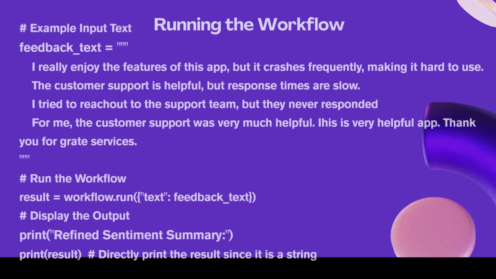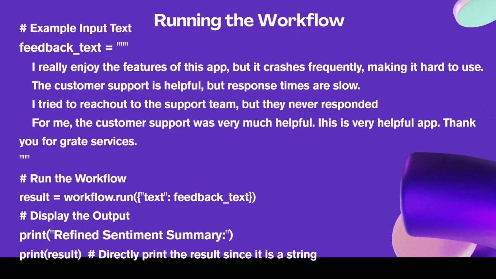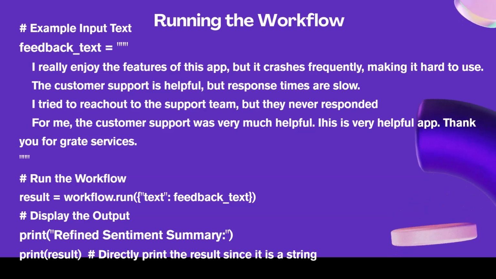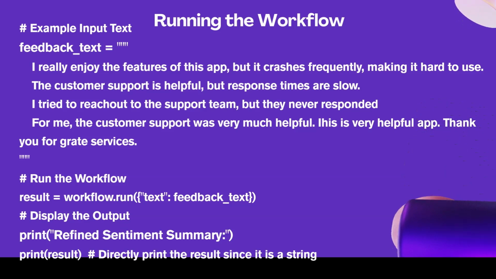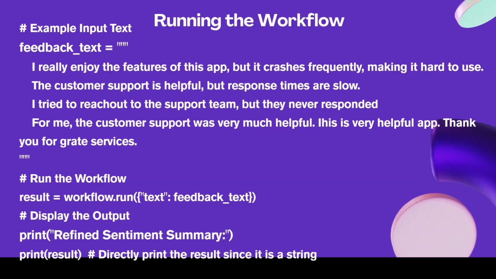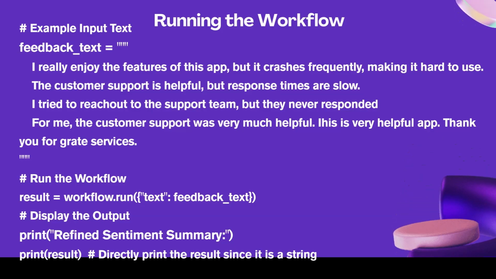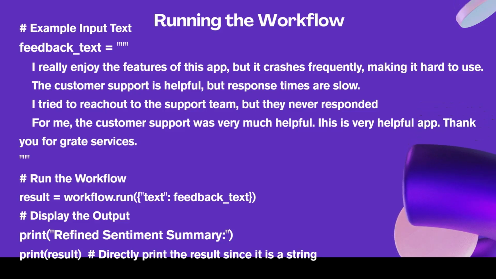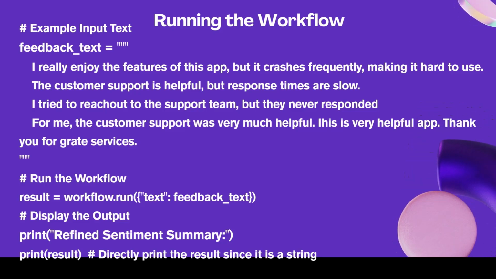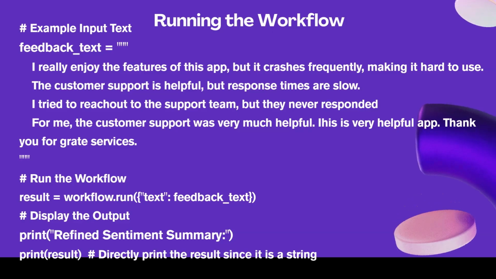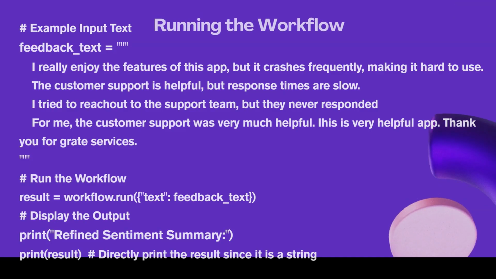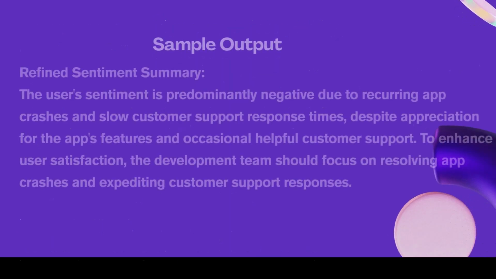Running the workflow. We provide customer feedback as input. The workflow extracts keywords, generates sentiment, and refines the result, all automatically. This code runs a predefined workflow on an input text containing mixed sentiments about an app's features, customer support, and overall experience. The workflow processes the text to generate a refined sentiment summary, which is then printed.